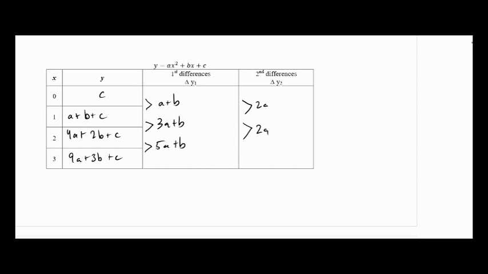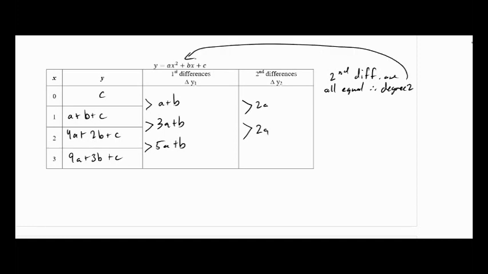I mean, this is math. That should happen. It kind of surprises us, but then when we think about it, that shouldn't surprise us. Even with the general form, math rules apply. That's math. Okay, so second differences are all equal. Therefore, degree 2. And we also notice that it's got a degree of 2 there.